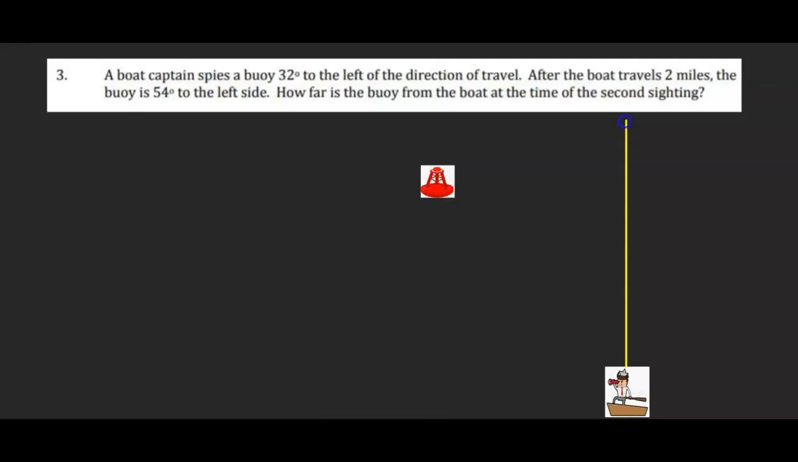So we're assuming our direction of travel is this way. Spots the buoy 32 degrees to the left. So you just want to draw from his first sighting here to the buoy. It's 32 degrees off the direction of travel, so that angle is right in here. This is going to be 32. That's our first sighting.